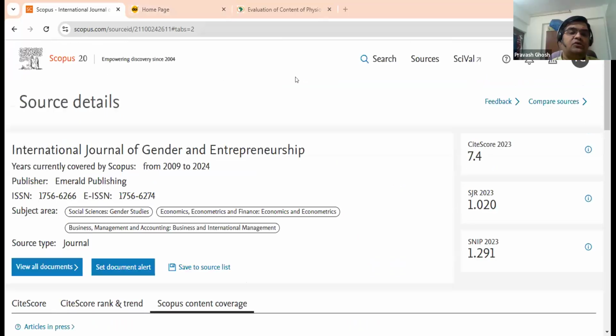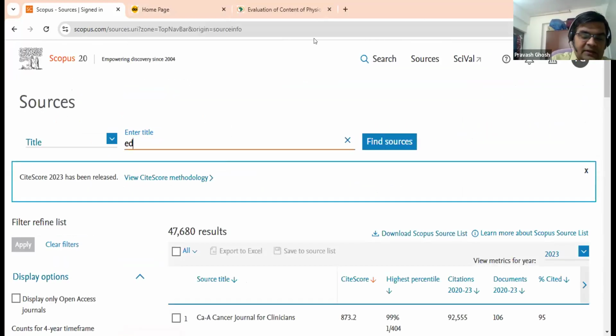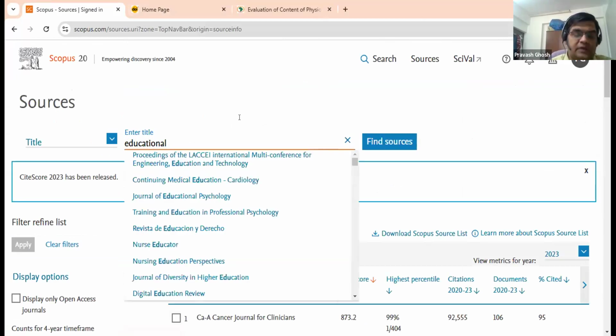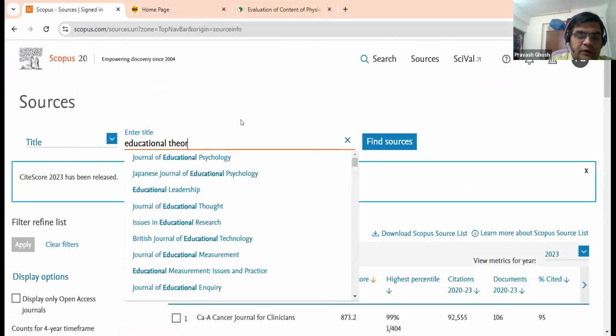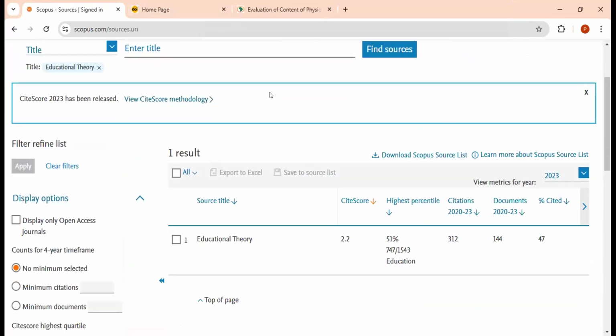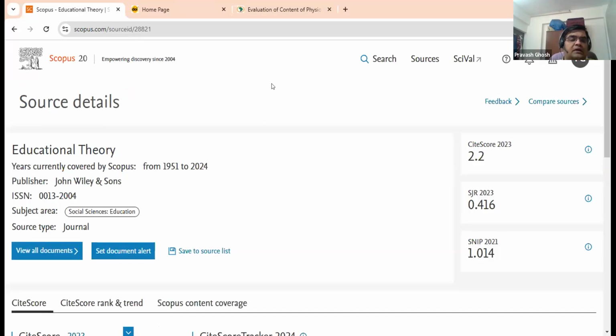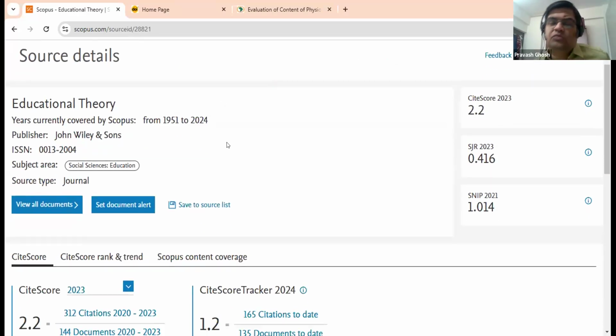Let us first do the litmus test in Scopus. Educational Theory. This is there. Yes. Oh, the cite score is low, madam, 2.2. But it is a Q2 journal, 51 percentile. Good, Wiley is most 100%.